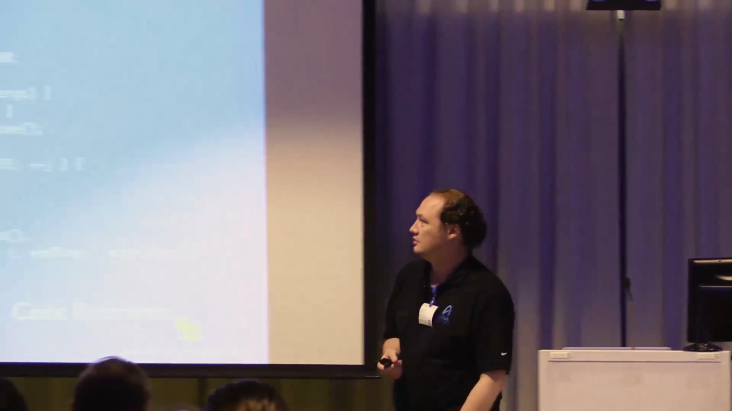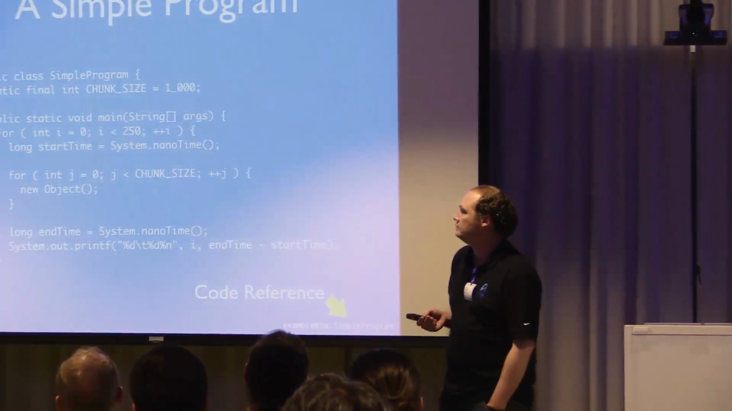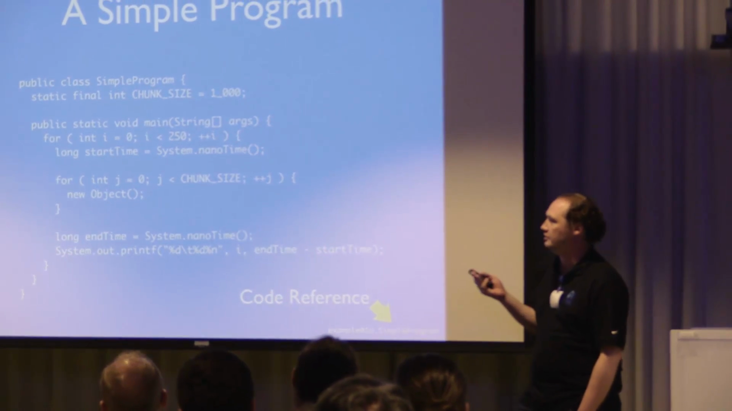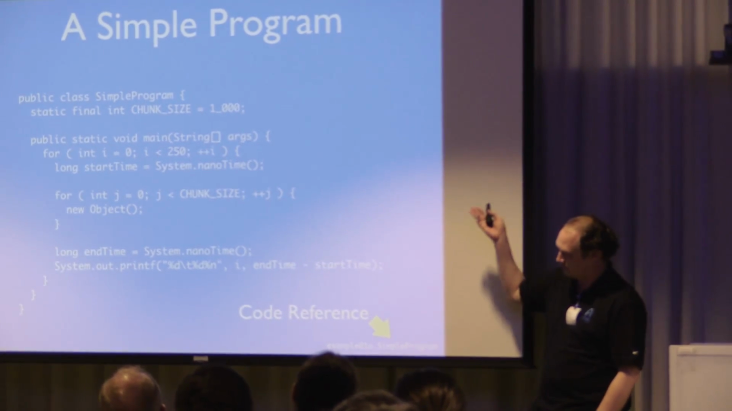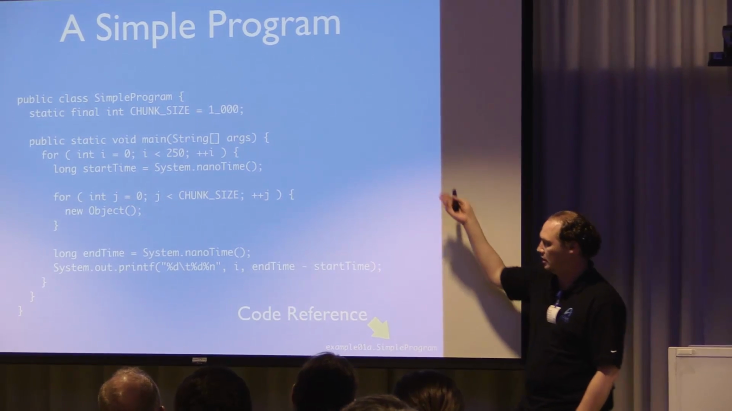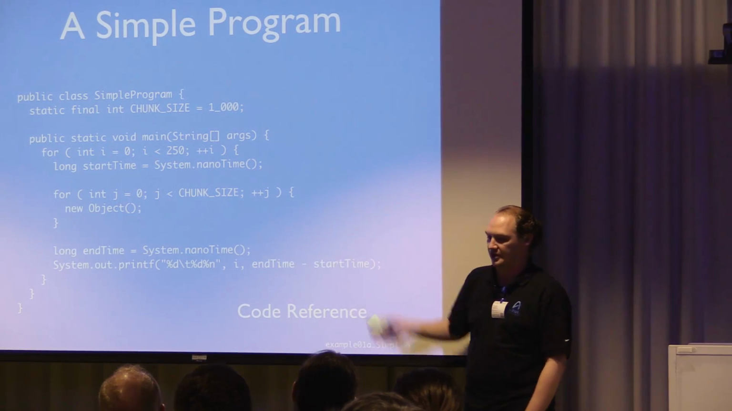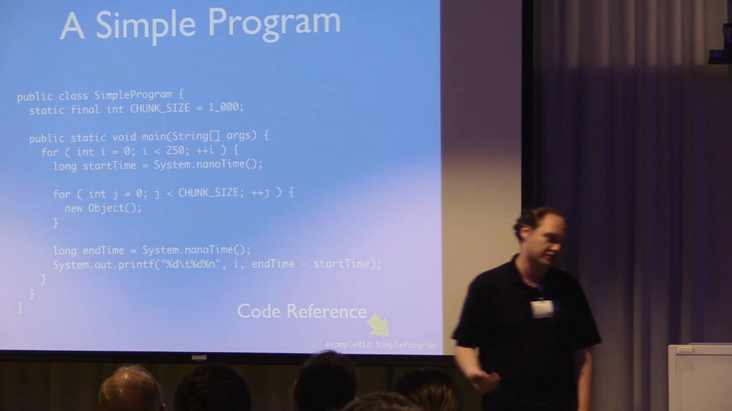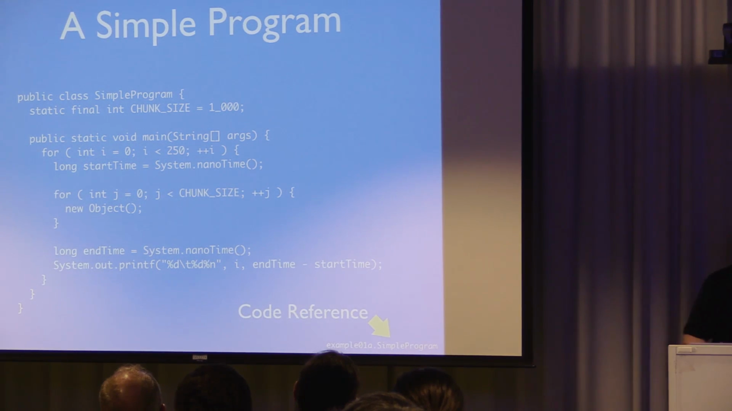Let's jump right in. A very simple program. I've got a main. I've got an outer loop that I'm going to iterate over 250 times. The outer loop is measuring the performance of this inner loop, which is just allocating objects, 1,000 at a time. So we're just measuring how long does it take to allocate 1,000 objects.